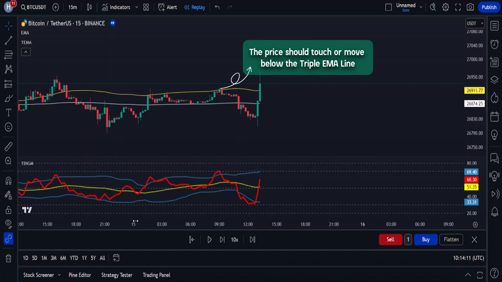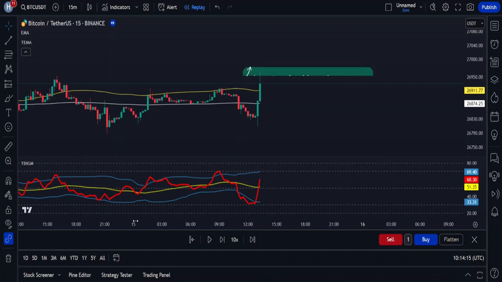Secondly, we need the price action to touch or go below the triple exponential moving average, which is an indicator of a strong downtrend. Finally, we want the price action to be above both the triple exponential moving average and the regular EMA, which shows that the trend is starting to reverse. Once we have met all three of these conditions, we can enter into the position on the first candlestick that closes above both moving averages.